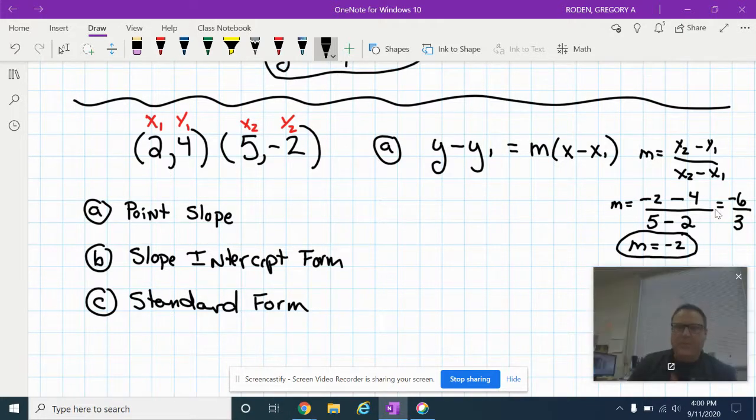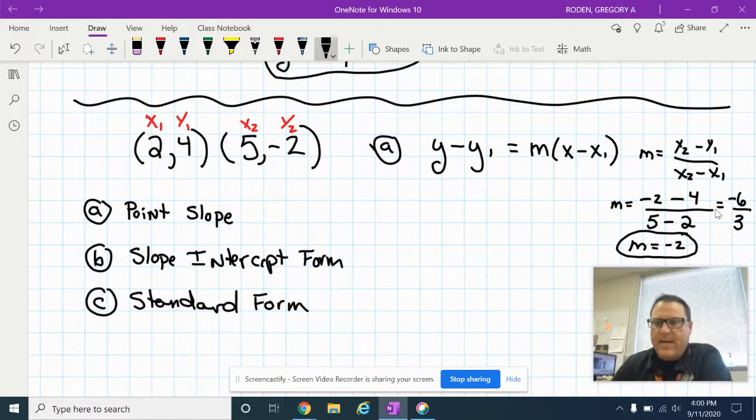Okay, cool. So now we have our m. Now we can use point slope. Point slope is this formula here. So instead of a y minus y1, and you could use either one of these points.